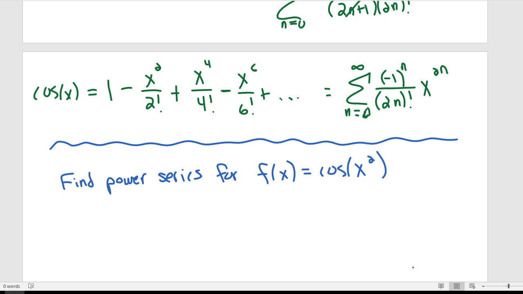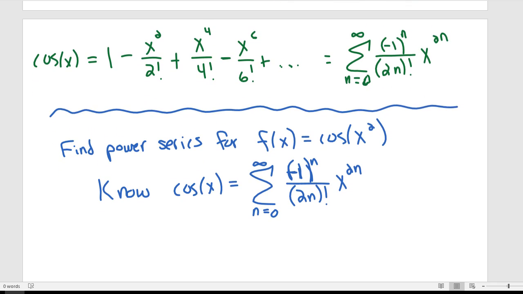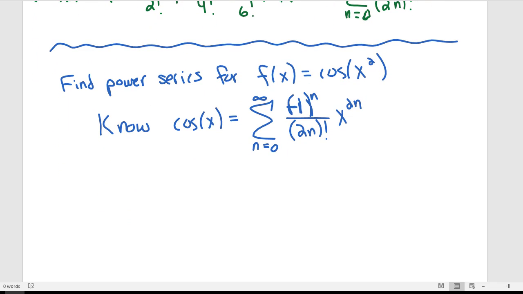All right, so we know the power series for cosine. We just developed that guy. It's negative 1 to the n over 2n factorial x to the 2n. There's our power series for cosine x. Now we're asking what's the connection to cosine of x squared. How do I make that connection?